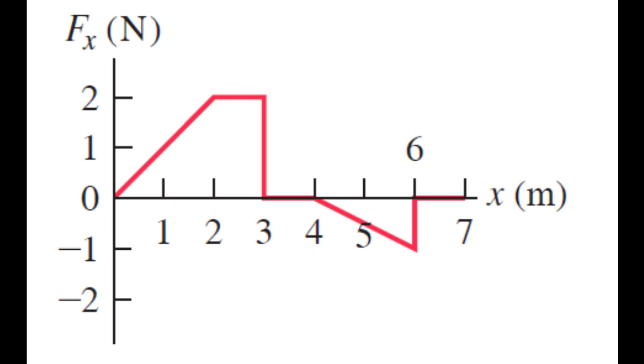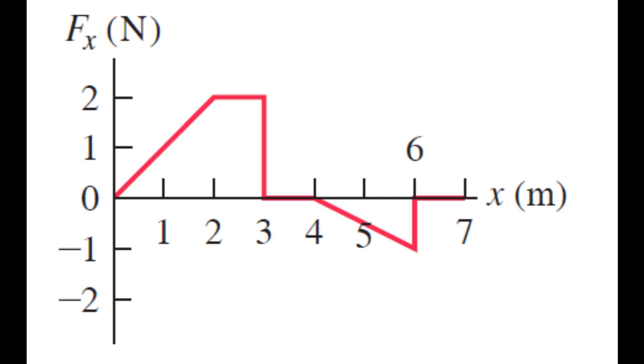Identify and set up: the magnitude of the work done by F equals the area under the F versus x curve. The work is positive when F and the displacement are in the same direction, and negative when they are in opposite directions. Execute: A, F is positive and the displacement x is positive, so W equals 4.0 J. B, during this displacement F equals 0, so W equals 0.